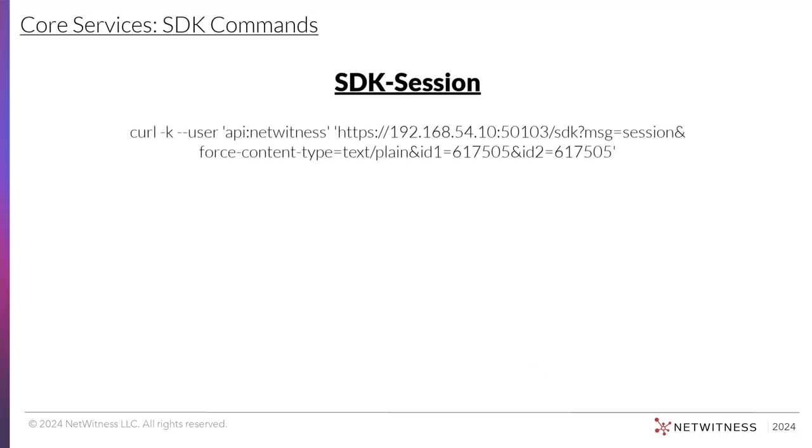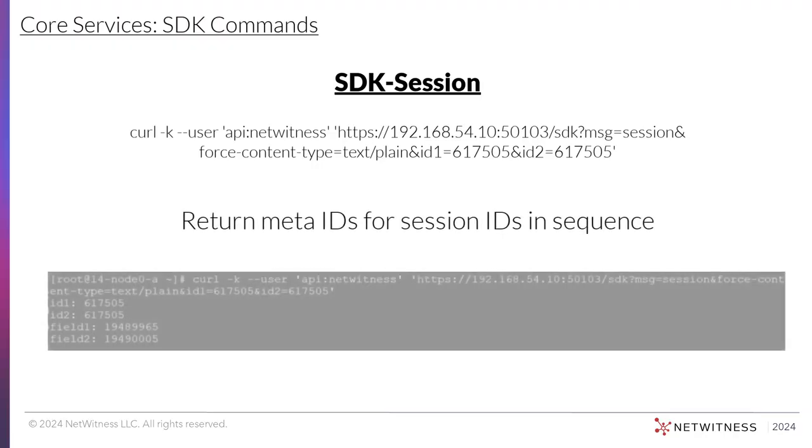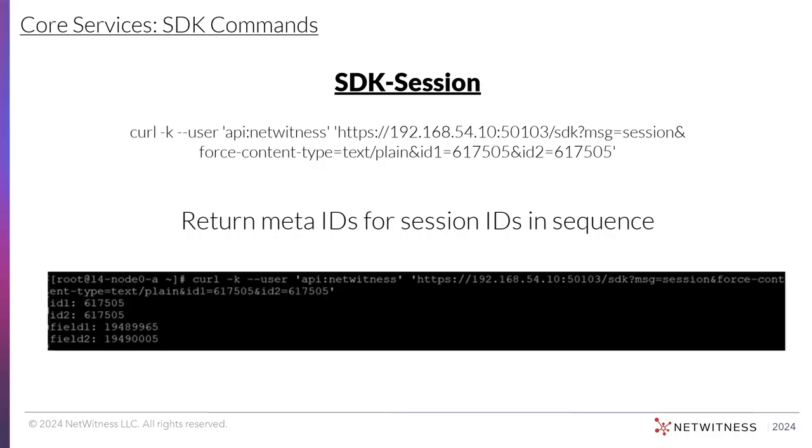This brings us to SDK session, which I've seen used often as a follow-up to respond incidents. Although a recent version of NetWitness added a respond API call that reduces the need for SDK session, we'll still cover both. The purpose of this call is to return the meta IDs for a provided session ID or range of session IDs. And again, since meta IDs are sequential, this command can only accept a single or sequential session IDs.